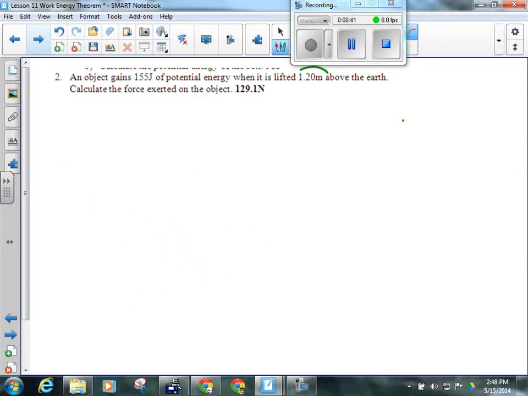An object gains 155 joules. If you gain 155 joules, is that a change in energy? What's the change in energy? Okay, no, we just covered that. Something is a change in energy. Work. If you gain 155 joules of energy, there's only one way for that to happen for you, and that is that much work has been done. There's 155 joules worth of work being done in this question.